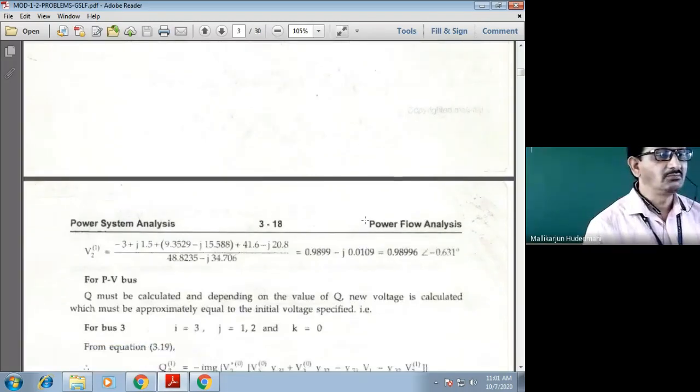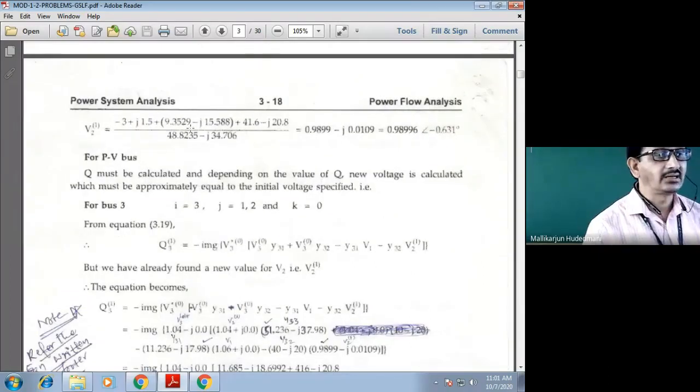Then you can see the simplified work: V2 of 1 stands here as 0.9899 minus J 0.0109 in rectangular format. The same thing when I put to polar format, this is the value. So it is called the magnitude of voltage solution of bus 2, and the angle of that bus. It is called V2 delta 2. So I have reached one end of the problem about bus 2.